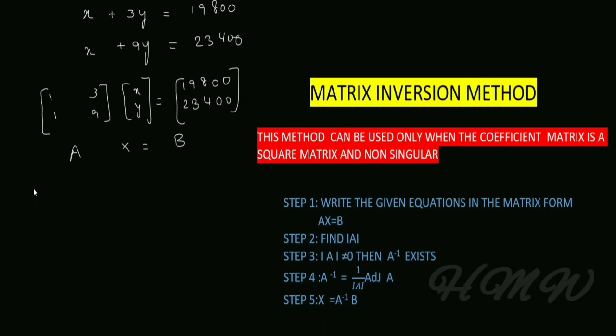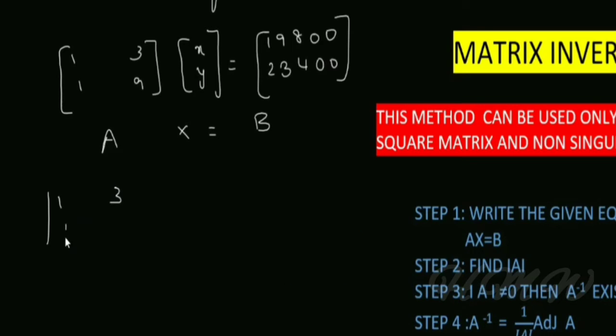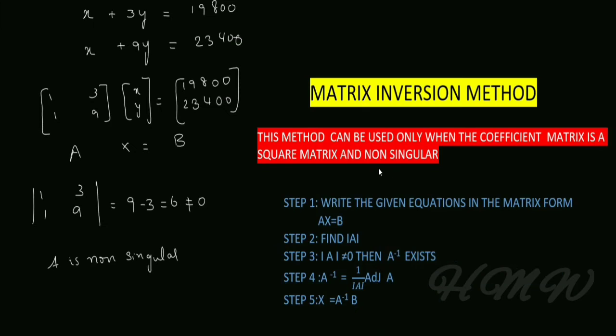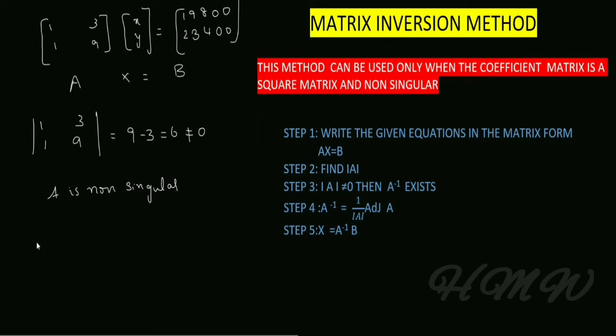Let us find the determinant of the A matrix: 1, 3, 1, 9. The determinant is cross multiply, 1 into 9, 9, minus 3, that is equal to 6, and it is not equal to 0. So the matrix A is non-singular. If it is not equal to 0, it is non-singular. So the second condition is satisfied. So we can use the matrix inversion method.